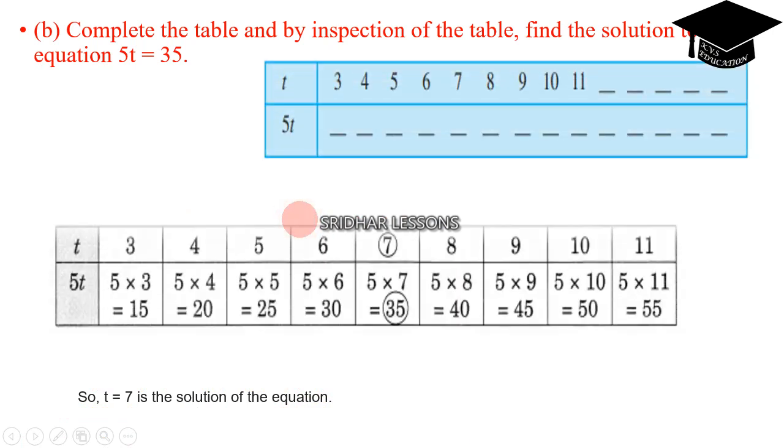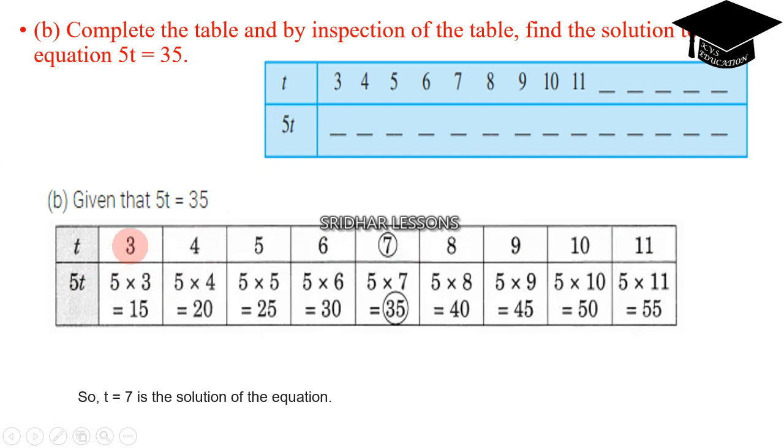Question B. Complete the table and by inspection of the table find the solution to the equation 5t is equal to 35. Given that 5t is equal to 35. So t values here were given: 3, 4, 5, 6, etc. And 5t we have to check the value.